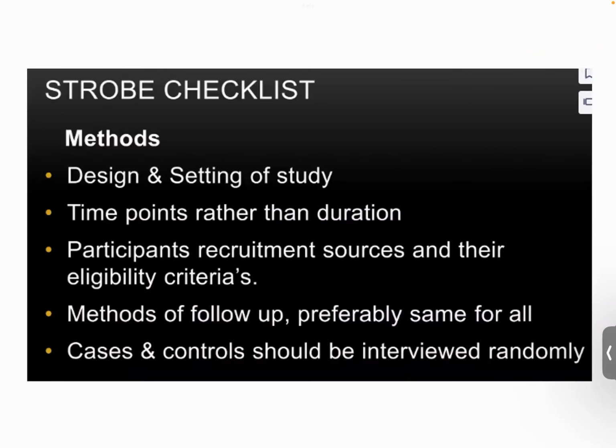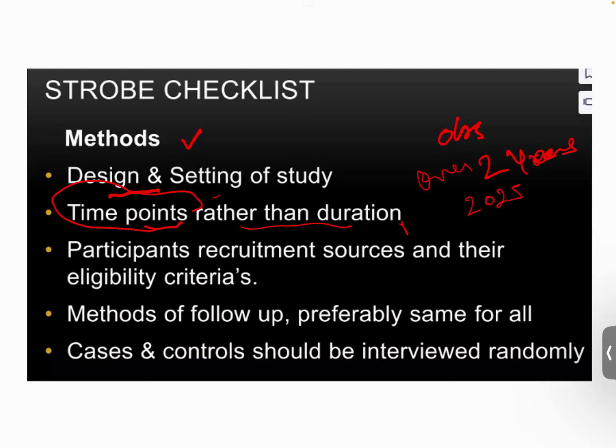Okay, what else is it saying? The method should be explained clearly, like the design and setting of the study. What is the design of the study? Where are you going to do this study, and how are you going to do it? Because this is observational, are you going to use data which is already there? Is it retrospective, prospective, whatever? Give time points rather than duration. This is very important. Rather than just saying over 2 years, you should define the time, like from May 2025 to May 2027, instead of this.